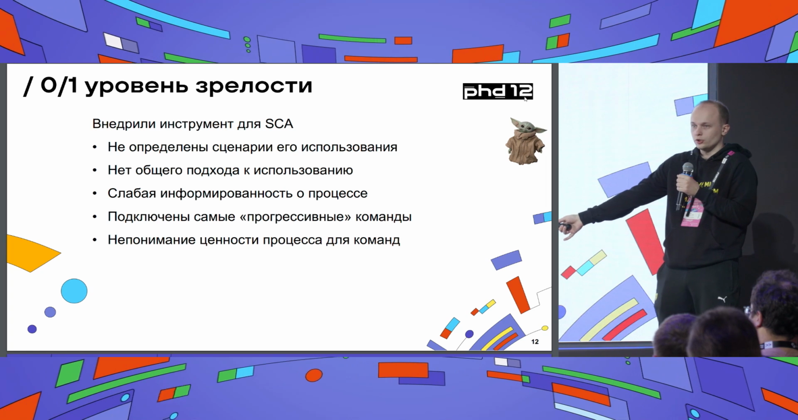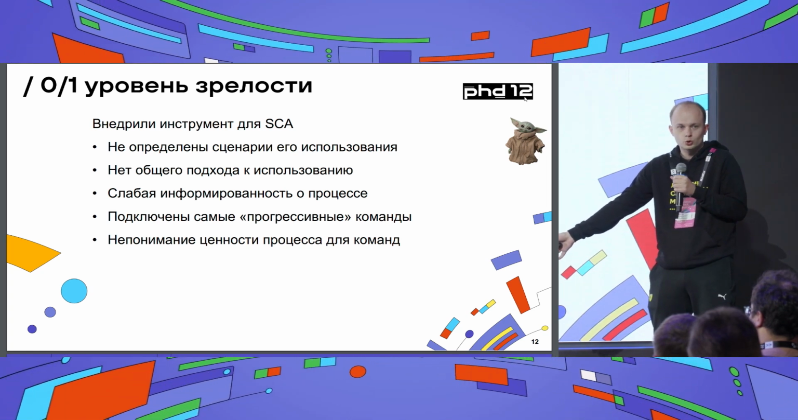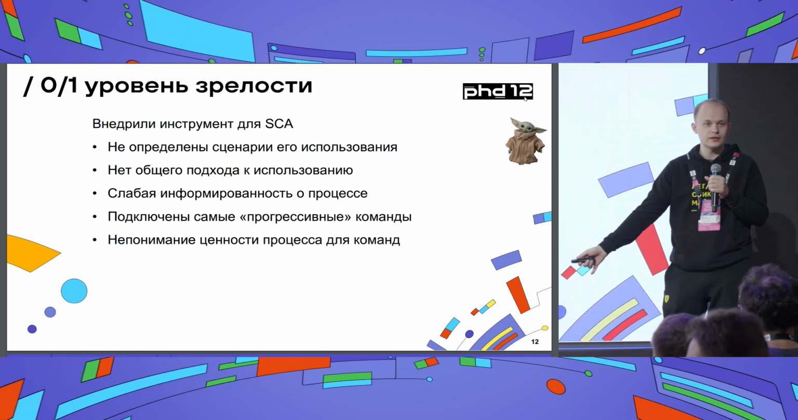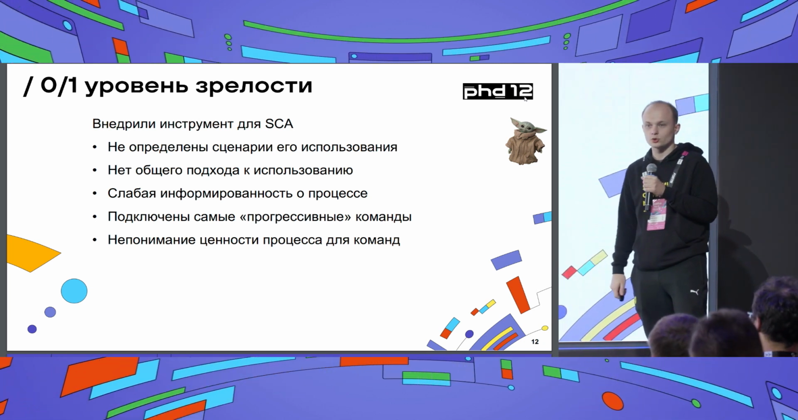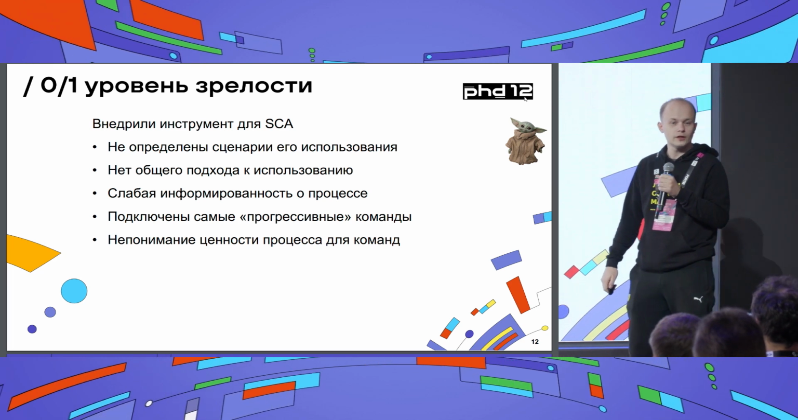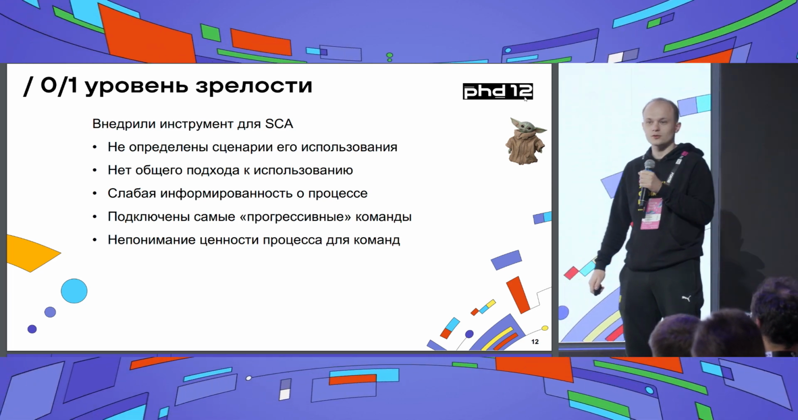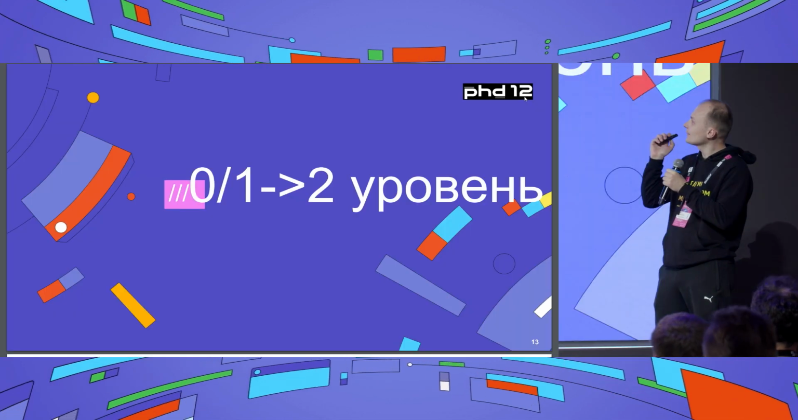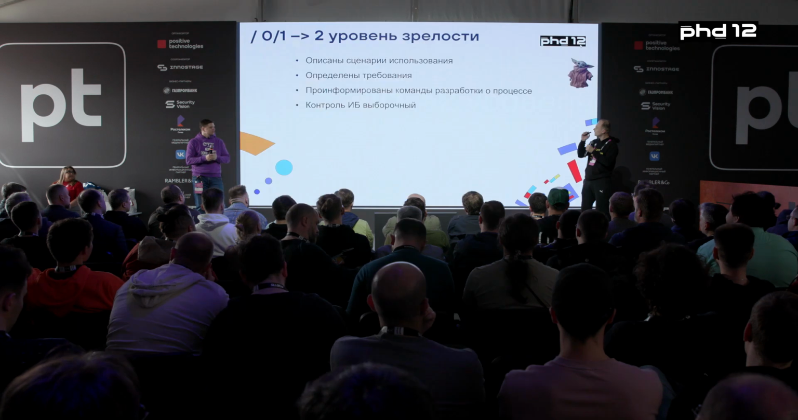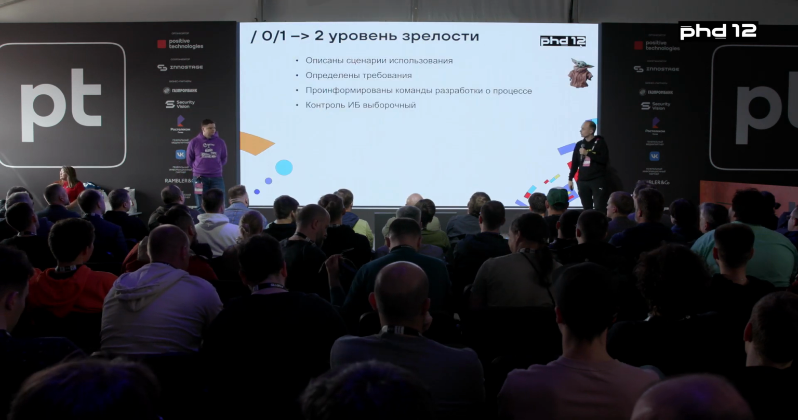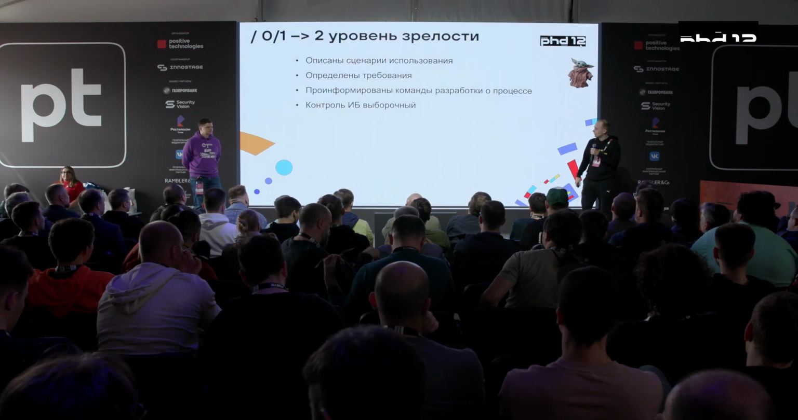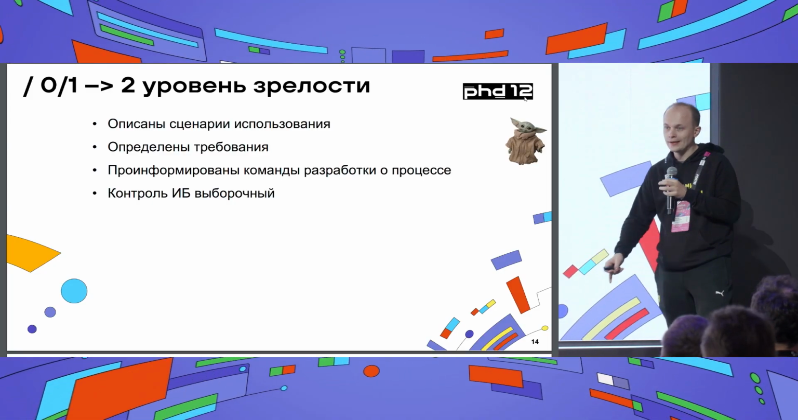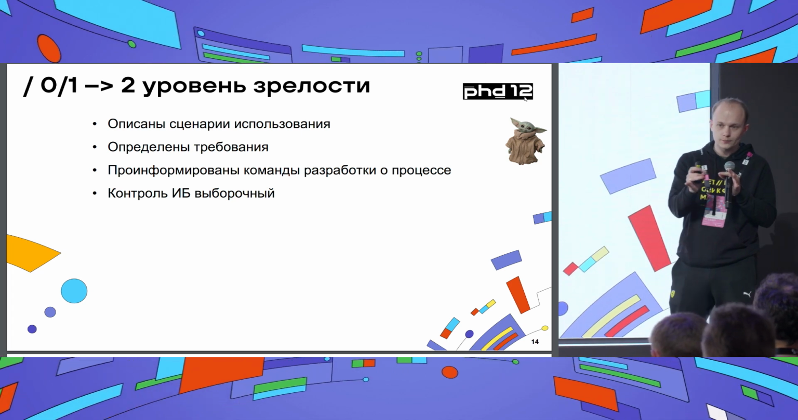So vulnerability, it works. So I have 1,000 vulnerabilities or just a few. So what? Of course, I had the record of 3,000 vulnerabilities. Maybe someone had more. Now, what do we need to reach this second level? We have to describe the usage scenarios.